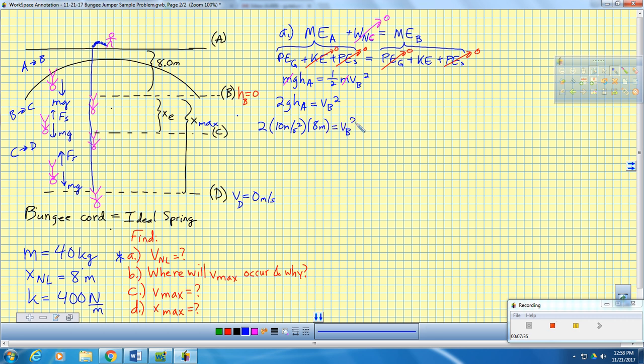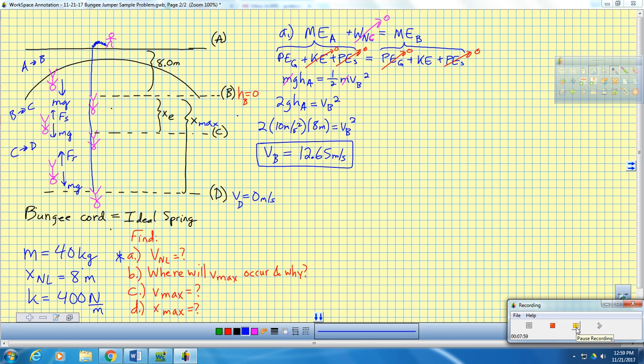Okay, so 2 times 10 is 20, times 8 is 160, and then VB is going to be the square root of 160, which I would guess, if I was just estimating, is somewhere around 12.5, but it turns out to be like 12.65 meters per second. So that's how fast we're going at B.